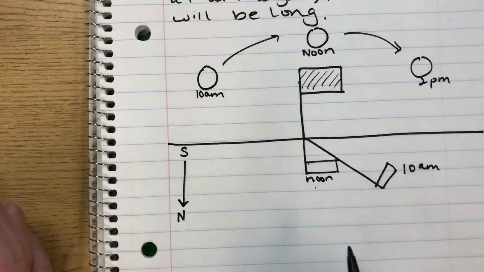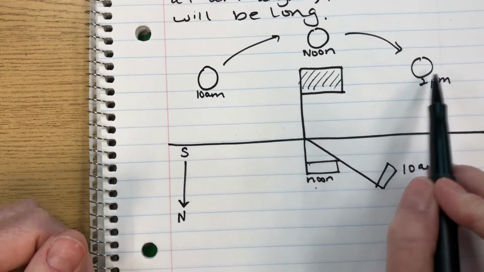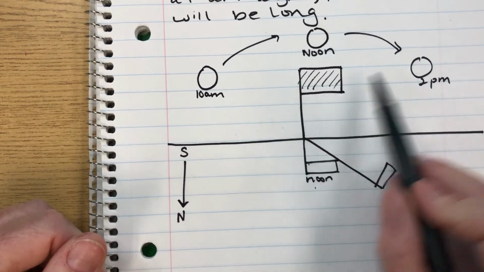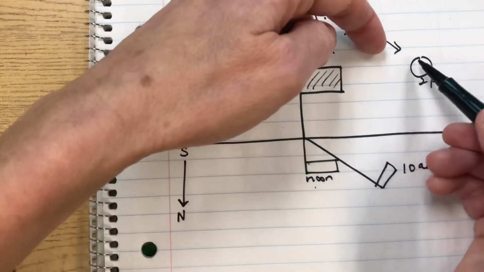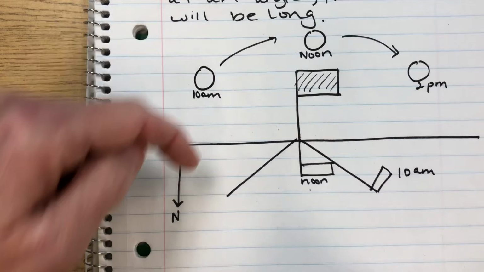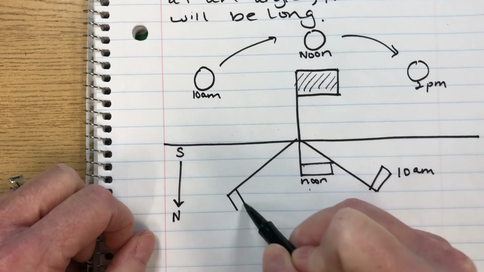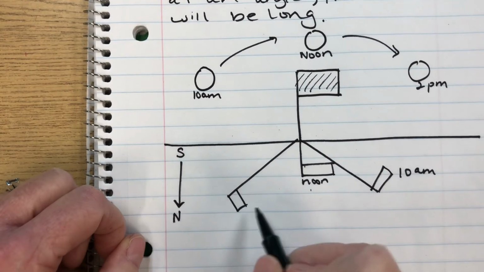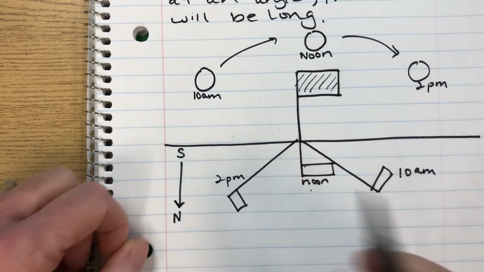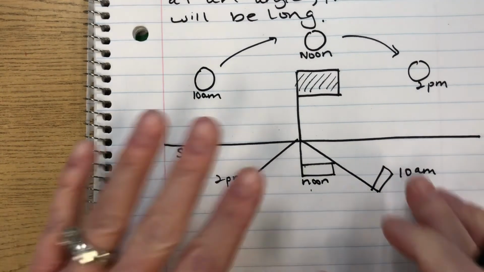All right. Now, if it's 2 p.m., again, it's still going to shine on this flag at an angle. Now, as it's shining, it's going to go out this way. And it will go that way. And this would be 2 p.m. So this is kind of what it would look like.